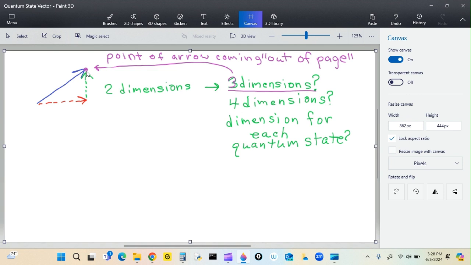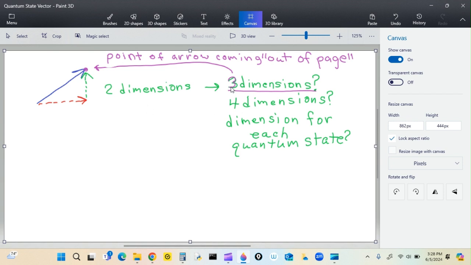Here is the third vector, but it's a little hard to show because it's perpendicular to the page, and so it is pointing out. There's the point of the arrow coming out of the page, and the blue would still be the resultant of the x, y, and z vectors. So that goes in and out of the page depending on the quantity that's associated with that z vector.